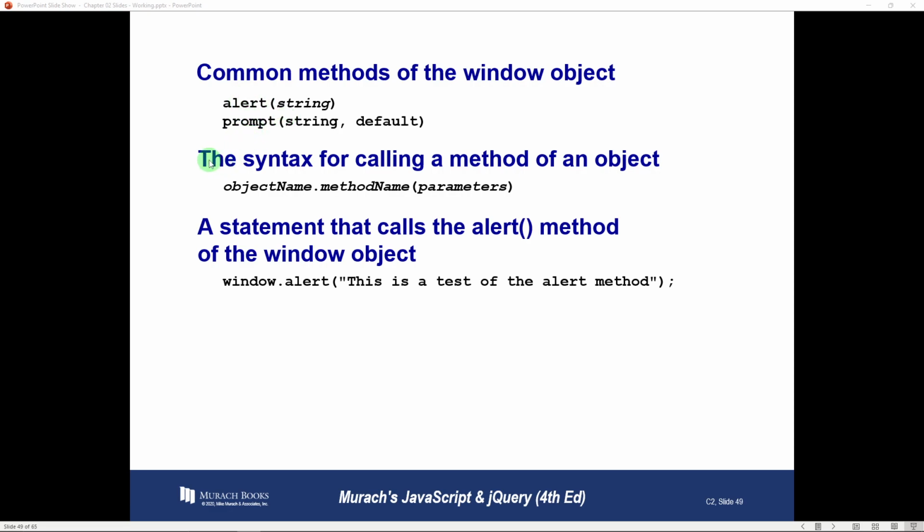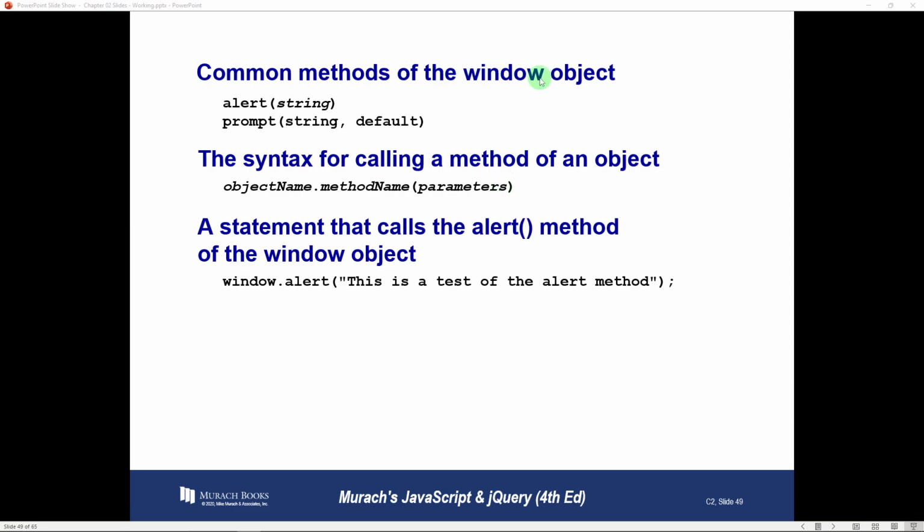The syntax for calling the method of an object is to use the object's name followed by a dot, so we call this dotted notation, and then the name of the method that belongs to that object. And when we use a method, we have parentheses where we supply any parameters that might be needed. So this is the generic version of calling the method of an object. We name the object and we put a dot, then we call its method, and we supply any parameters that method needs. So here's an example.